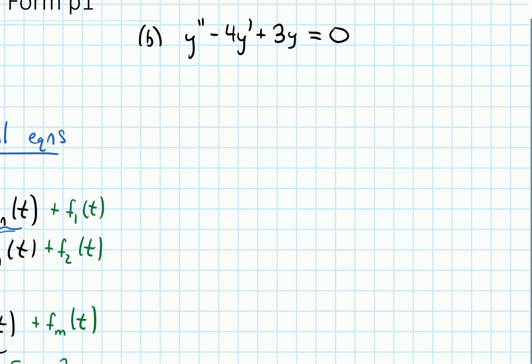So here is part B. I have this differential equation, just one differential equation, y double prime minus 4y prime plus 3y equals 0. But even if I have one differential equation like this, I can put it into normal form. One thing I might notice is this differential equation has a second order derivative right here. So to be able to put it into normal form, I need all my derivatives to be first derivatives.